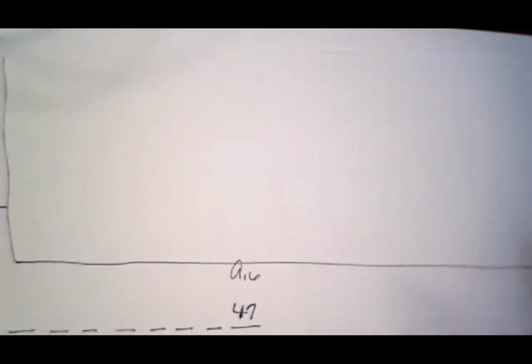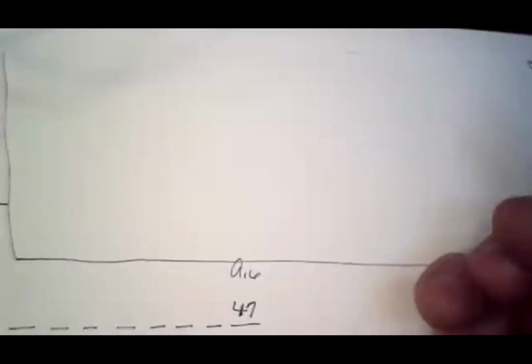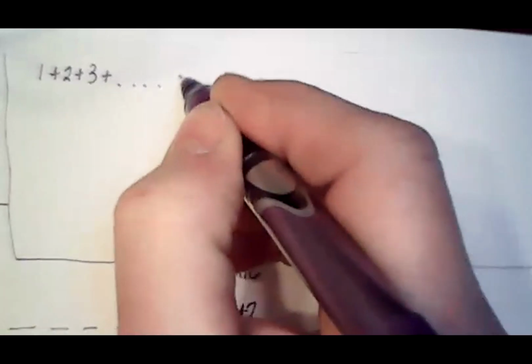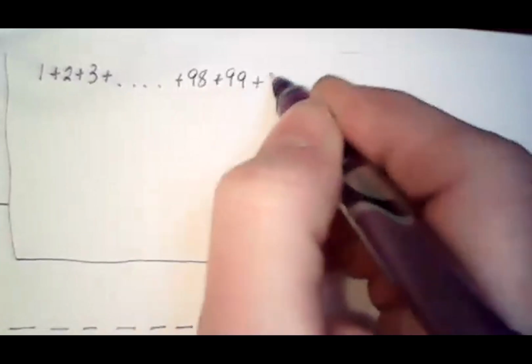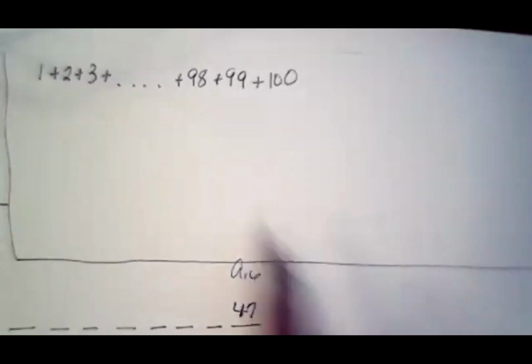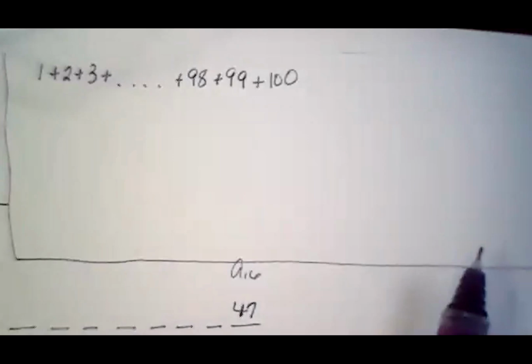So the teacher, in order to punish him, said, okay, I want you to go and add up all the numbers from 1 to 100. And she thought this would keep him busy for a while. And so he looked at this problem. So here's his job, was to add up all those numbers.